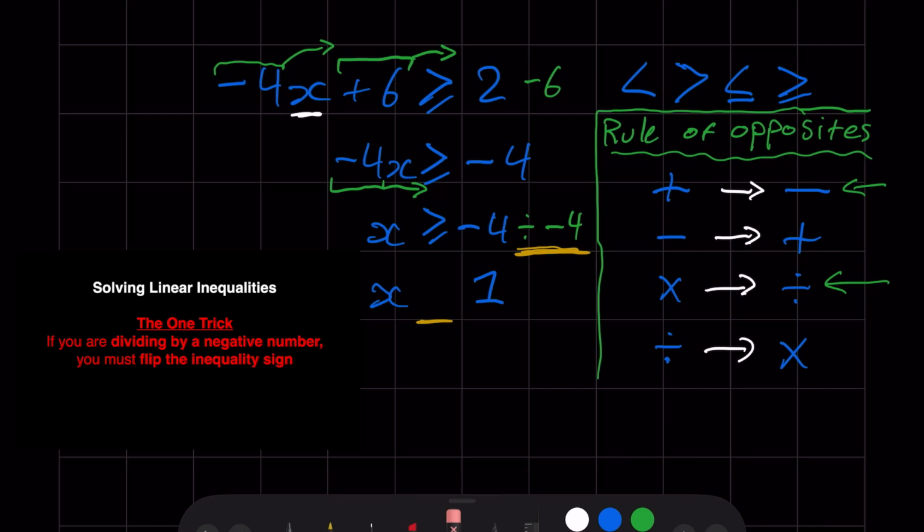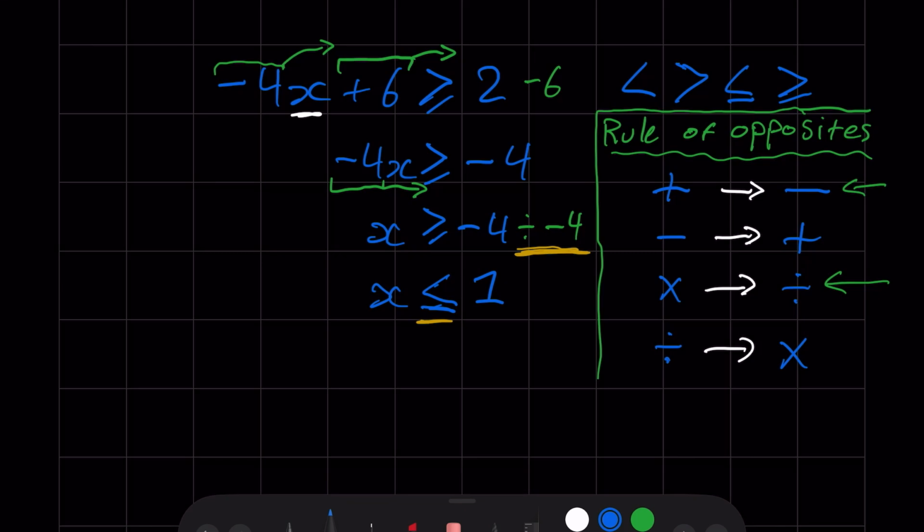So I'm going to get rid of that and I'm going to flip it so that it's facing the other way. It's still going to have that little line on the bottom because that's the same sign, but we've flipped it to face the other way. And that is the answer to this question. x is less than or equal to 1, not greater than.